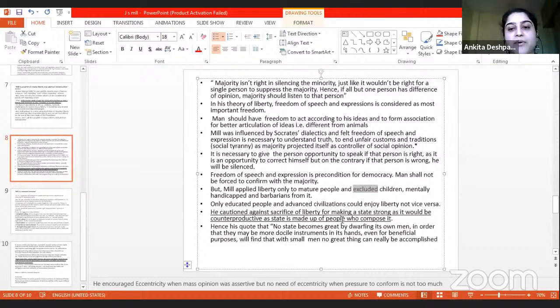So, he cautioned against sacrifice of liberty for making a state strong, as it would be counterproductive, as state is made up of people who compose it. I told you, I had given you an example. Look at the people in India. Look at the people in United States of America. Why do we have democracies which are thriving, which are doing good, which have survived for such a long period of time? Because certain freedoms, fundamental rights have been given to the people.